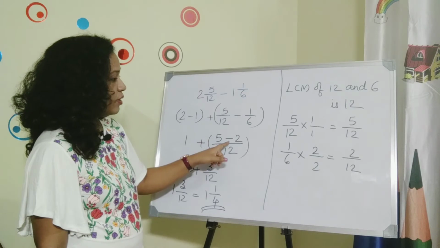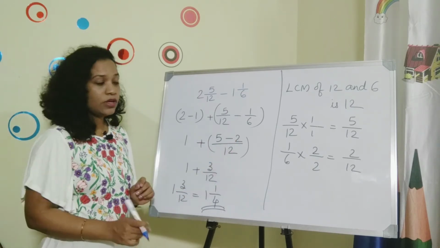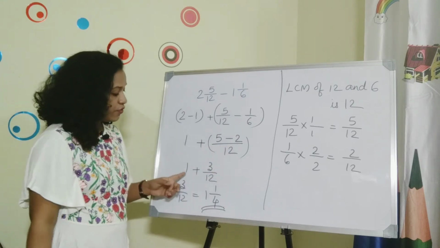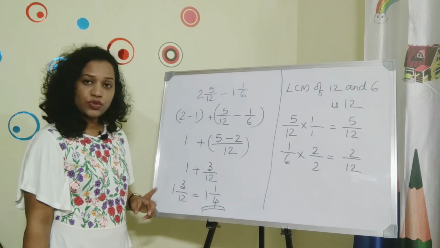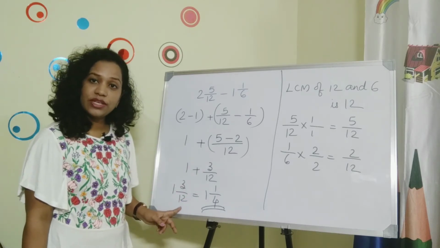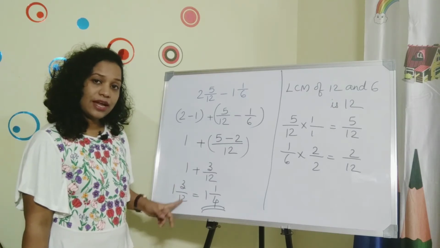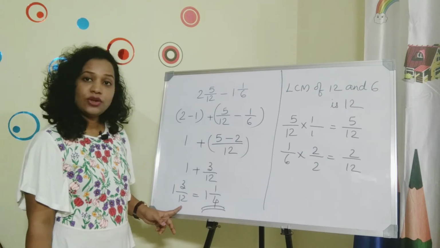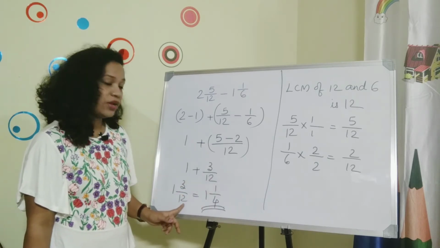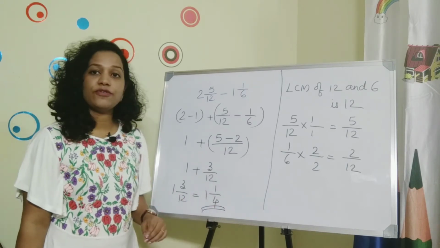So 5 minus 2 by 12. So what is 5 minus 2? It is 3. 3 by 12. 1, 3 by 12, right? So 1 3 by 12, I showed you how do we simplify it. We can divide 3 and 12 by their common factor, which is 3. So 3 divided by 3 is 1, 12 divided by 3 is 4. So our final answer is 1 by 4.